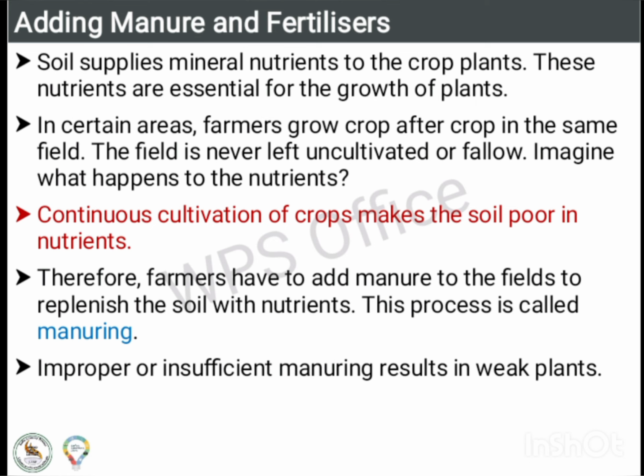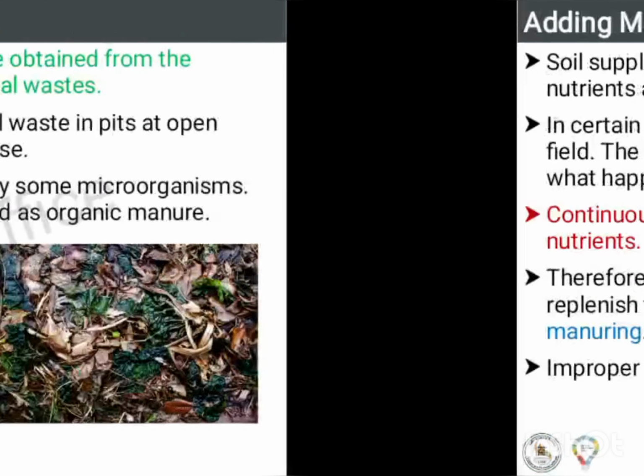Therefore, farmers have to add manure to the fields to replenish the soil with nutrients. This process is called manuring. Improper or insufficient manuring results in weak plants.